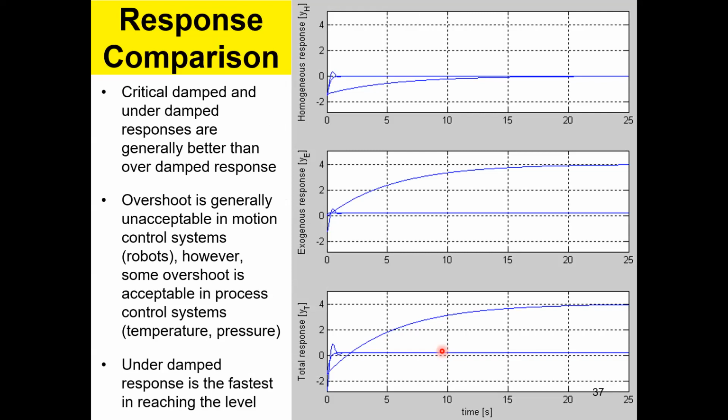Right. So this is the comparison of the 3 responses. I think I already explained all these things to you. This is just a contrast, putting the 3 responses on one graph. You can see the oscillatory one, the critically damped one, and the overdamped one. The overdamped one is really inefficient.